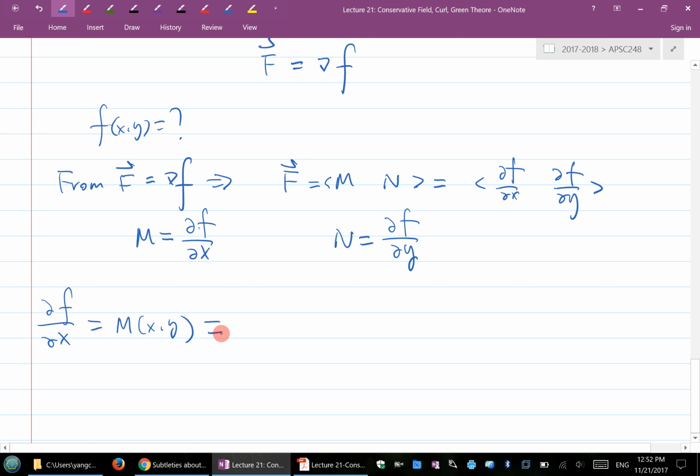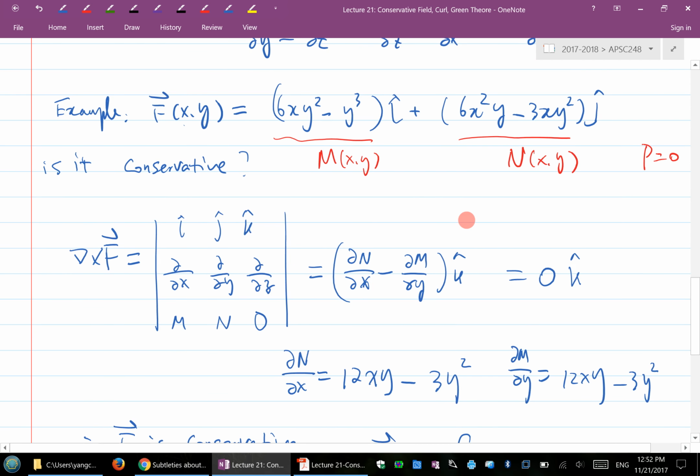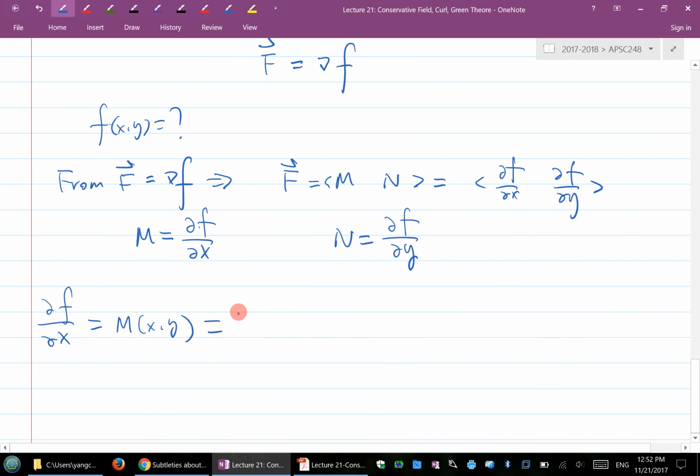M function, you know that, right? Because this question is given. Here is your vector field F. So this is your M of x, y here. So we know this one here equals 6xy squared minus y cubed. That's your M of x, y, and this is your partial f over partial x here.